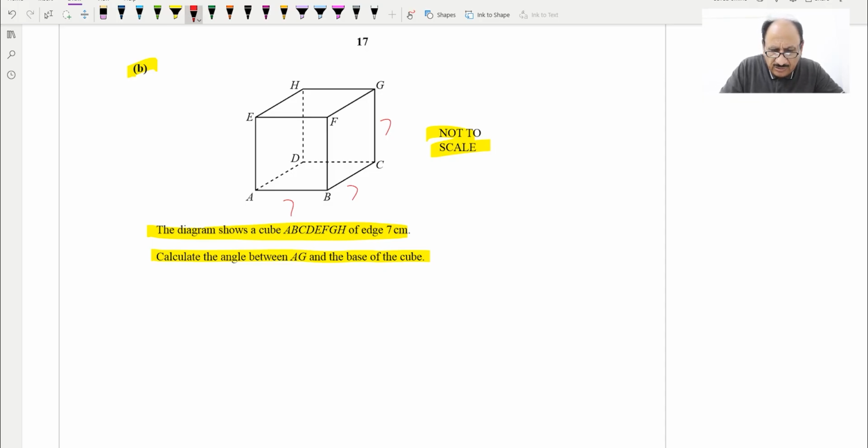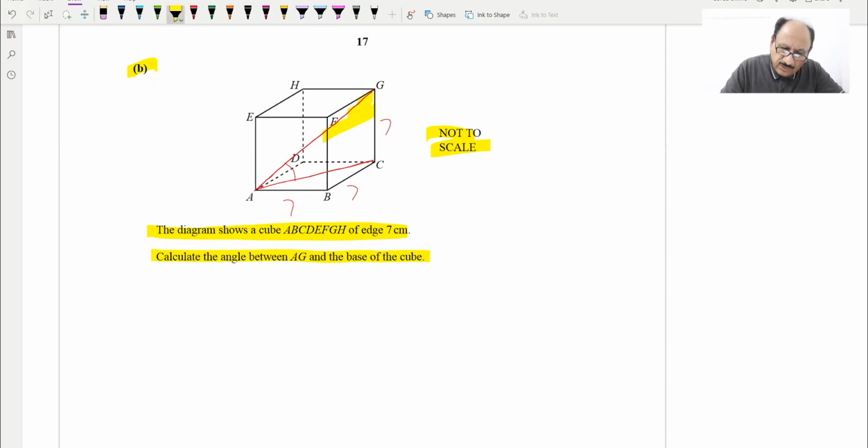So which angle is AG? AG is this one, and the base is AC. We can take AC like this. So the angle required is this one. So which triangle will we be considering?